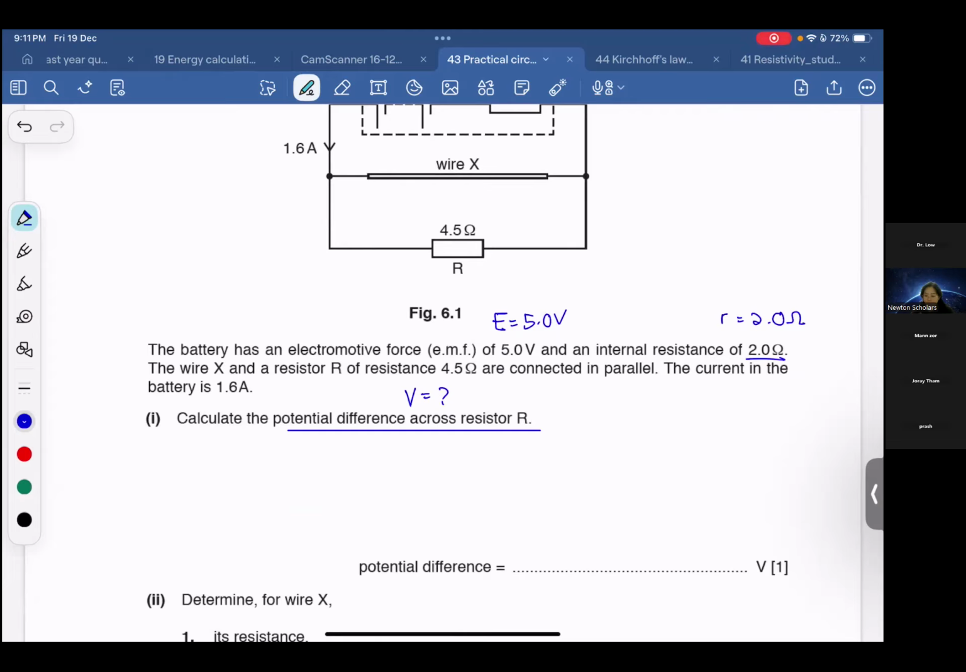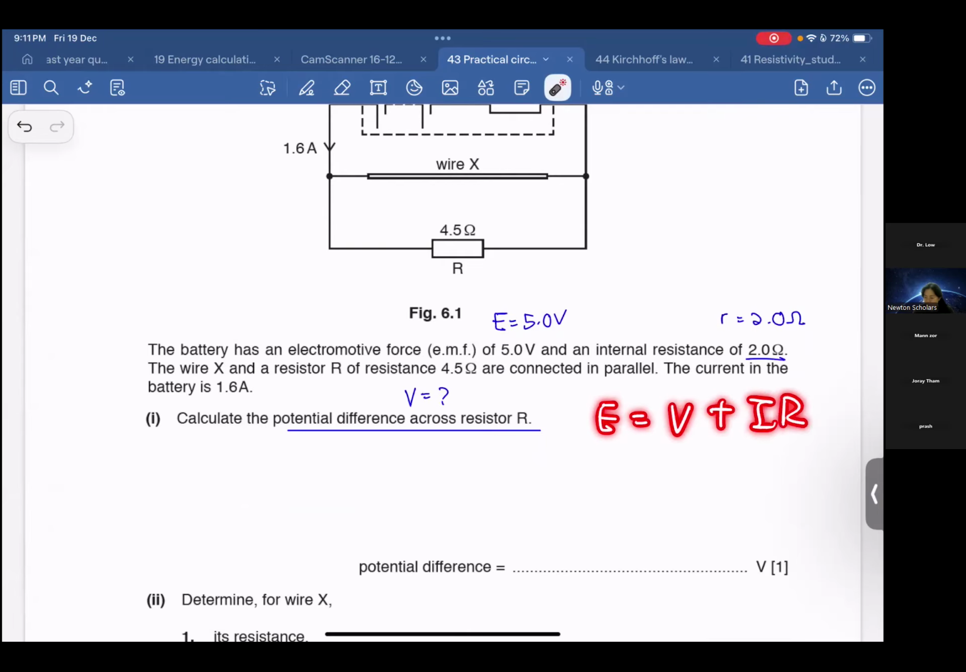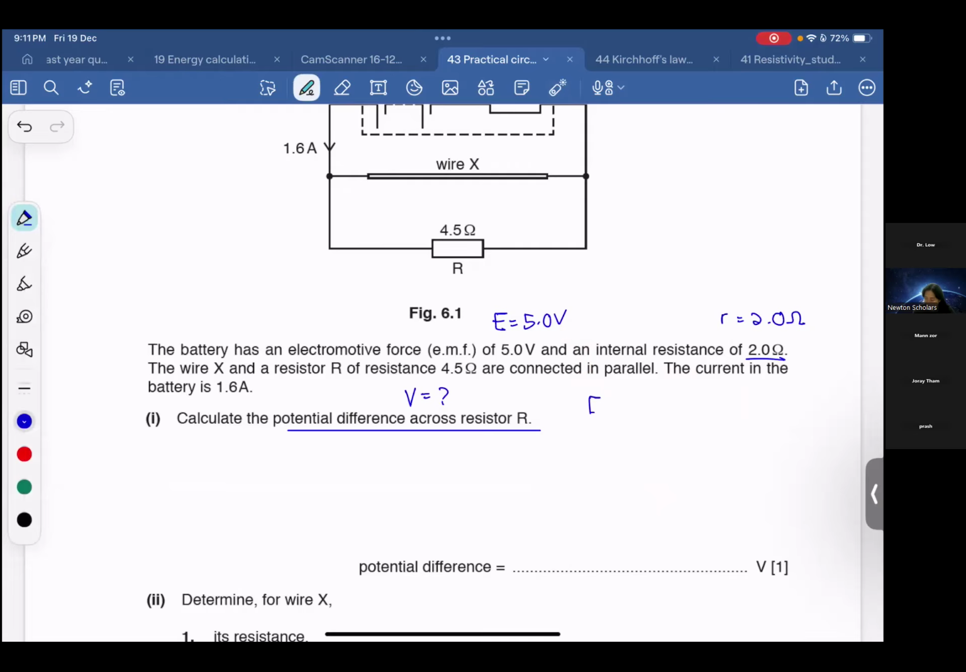Fatima, no. Fatima, you use this formula. So you already get the E. Then this one is the value that we want to find. Here, this one is small r. This is the total current. It's already provided in the diagram. So the internal resistance is 2 ohm. Then you're able to find this. Vashini, yes. So Fatima, you try this.